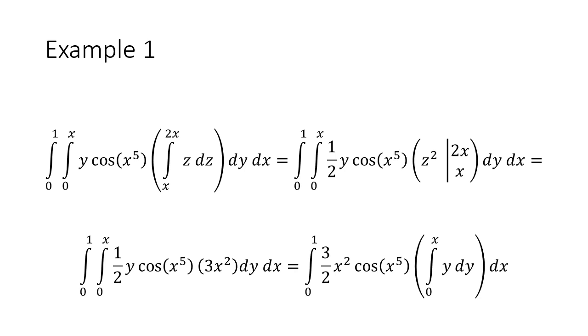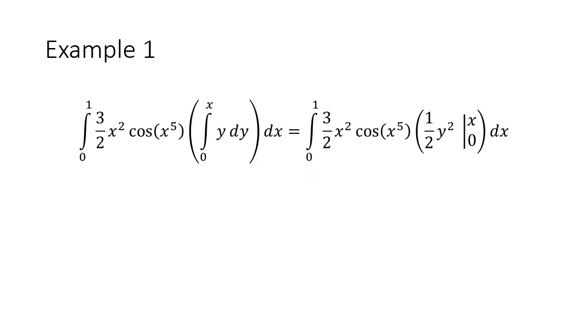And now I need to take the antiderivative of y with respect to y, which should feel familiar. But again, do the work on your own. Pause the video. When you're ready, hit play, because the answer is, of course, 1/2 y squared. Now, again, I'm going to be able to factor that 1/2 out. And then I'm going to have y squared evaluated at x and 0, which gives me x squared minus 0, which is just x squared. And so when I combine all my constants together, 3/2 and 1/2 gives me 3/4. I'm pulling that all the way outside my limits of integration. And then I have an x squared and an x squared, which gives me x to the 4th, and then cosine x to the 5th dx.